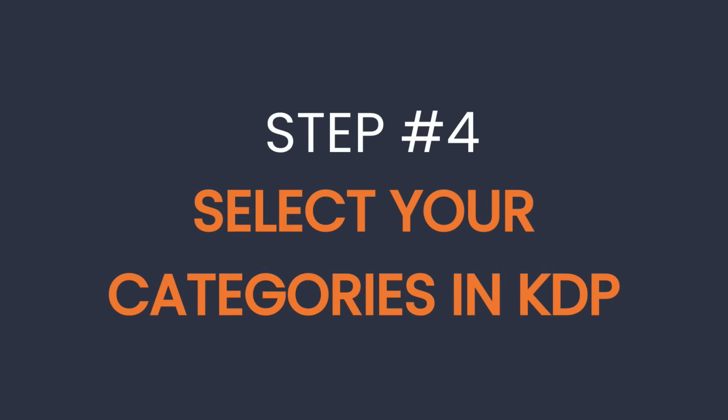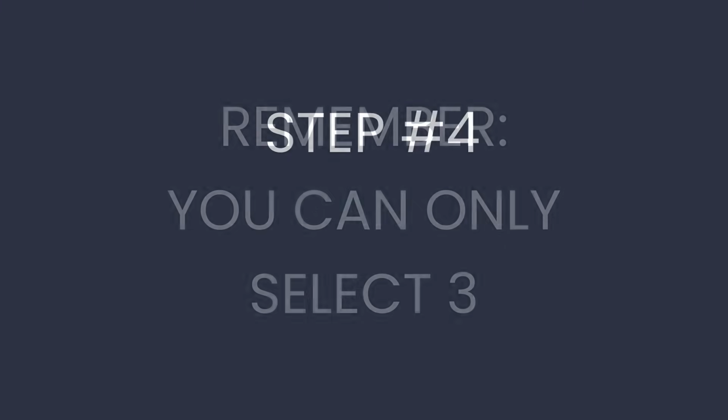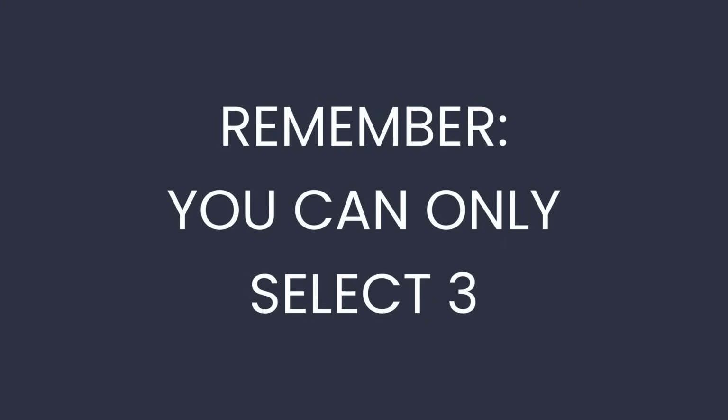Step 4. Now that you have a list of possible categories and have checked to see if there's duplicate that you can use and whether or not it's a ghost, you can now select them in KDP. Remember, you can only select 3.